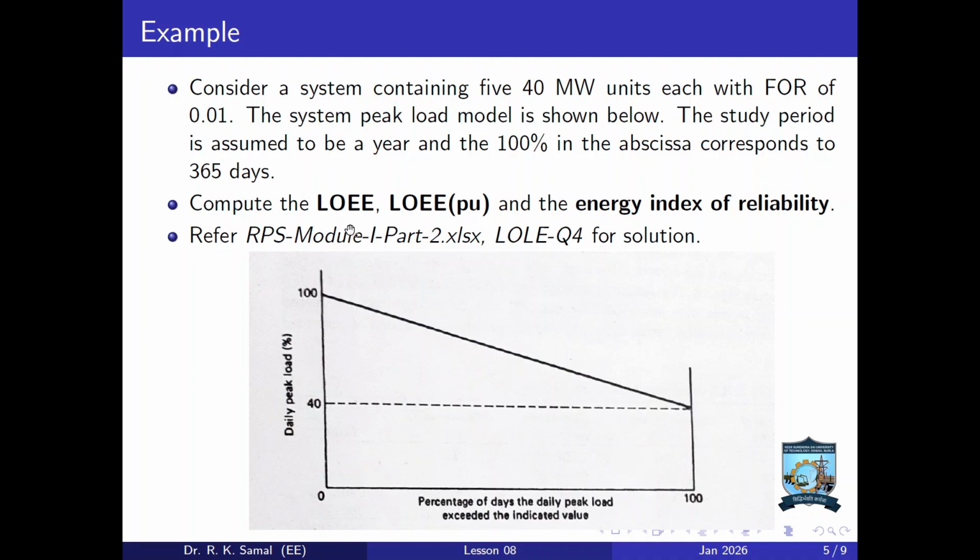So we need to compute the loss of energy expectations in per units and the energy index of reliability, that is 1 minus LOLE per unit. So we'll go to the Excel for this and find out the solution.